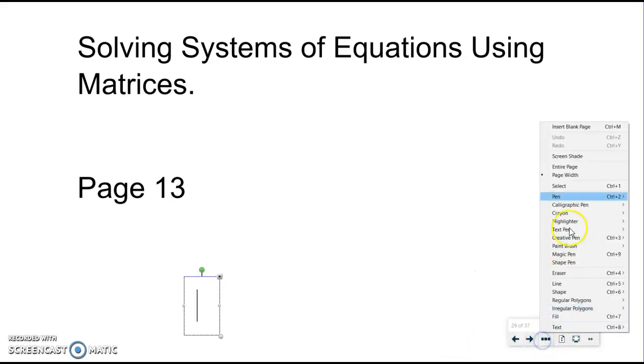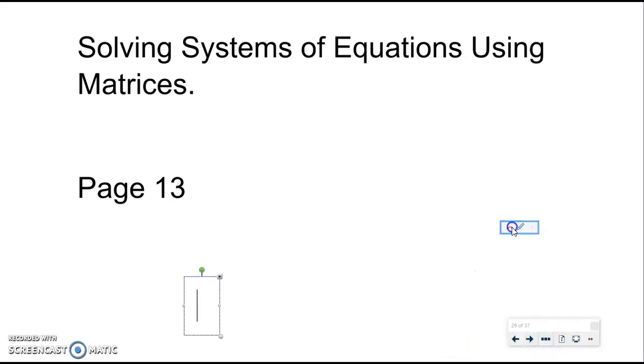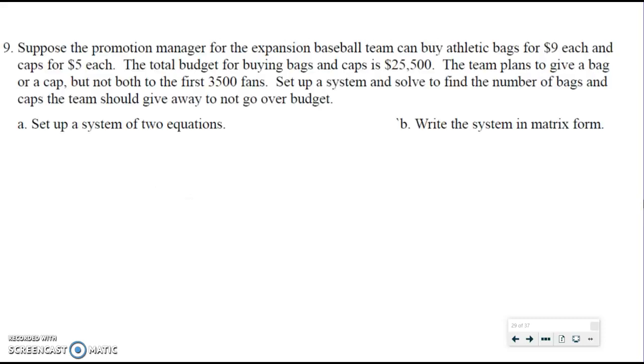Okay, guys, so we are looking at another way for us to solve a system of equations. It's just using the function on your calculator, using matrices to help us solve systems. We're on page 13 of the notes. Hopefully you guys can see that. So let's just look at an example.